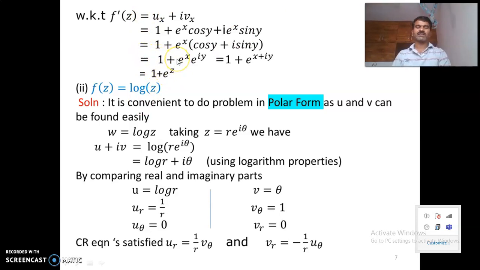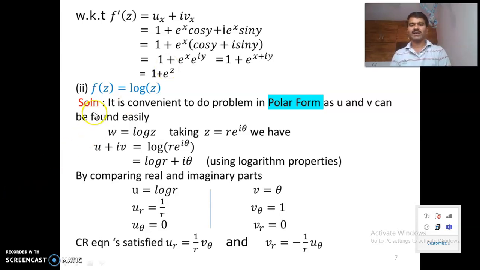The given function is z plus e power z. As I told you, the usual derivative of the function z plus e power z is 1 plus e power z. We have got it by the CR equations as well as by this complex concept, and we have got the same answer.